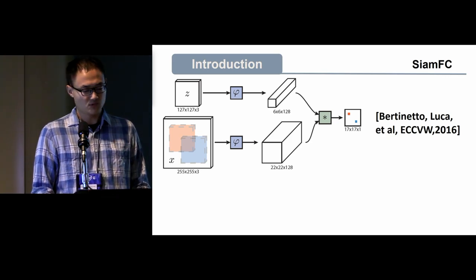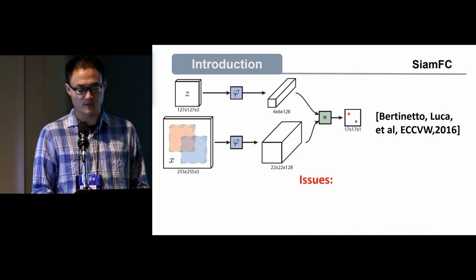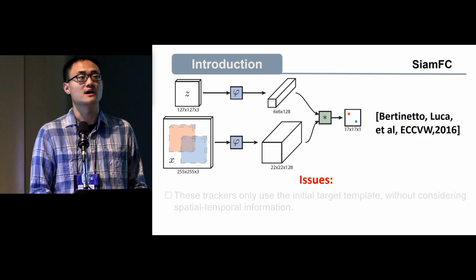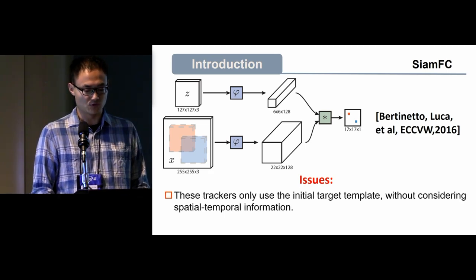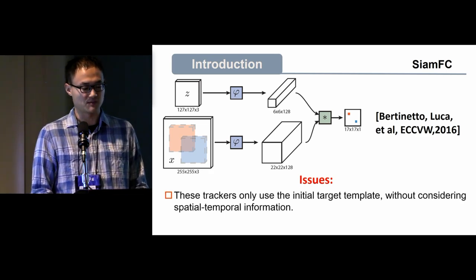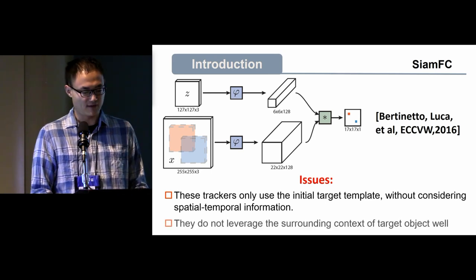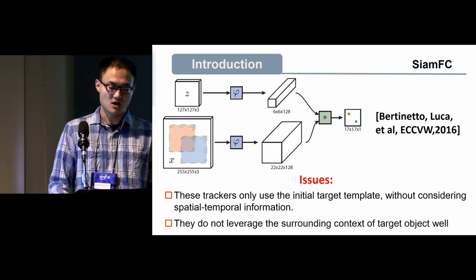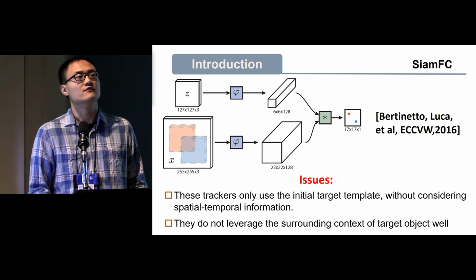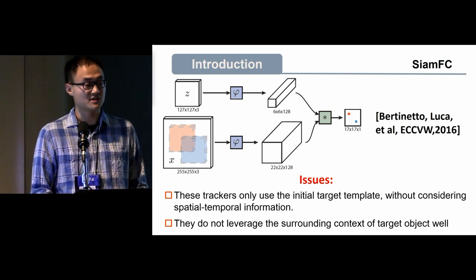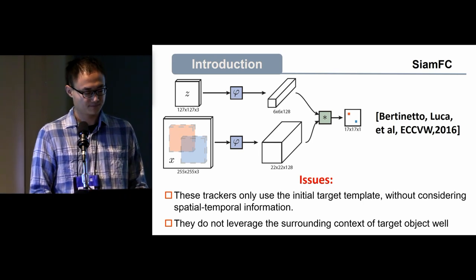However, most Siamese-based trackers have two major issues. First, many of these trackers only use the initial target template from the first frame to match candidate patches without considering the spatial-temporal information. Second, these trackers do not leverage the surrounding context of the target object for getting the adaptation of target appearance modeling. This is not a good choice.